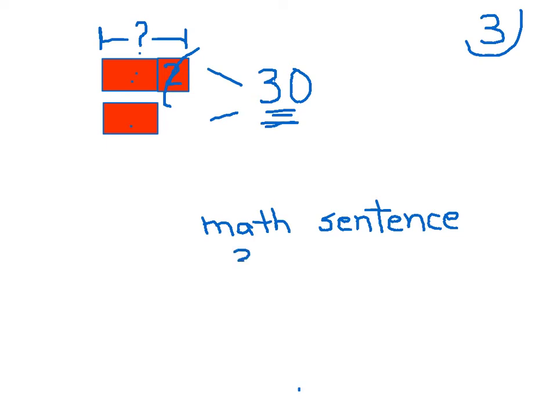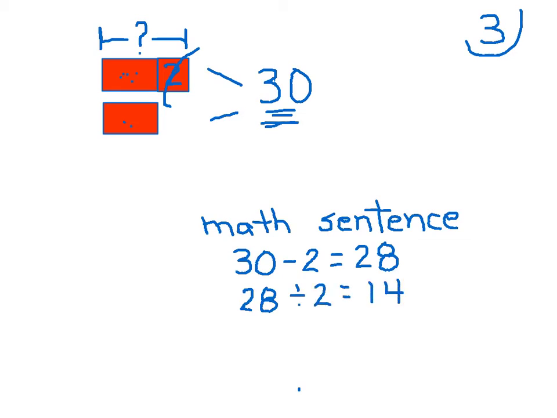So the operation that allows me to take away 2, of course, is subtraction. So 30 minus 2 is equal to 28. So there's 28 in these 2 boxes all together, and I know that they're equal amounts. So 28 divided into 2 equal parts would give me 14 in each part. So there's 14 in this box. So to find out what there is in all, I would need to do 14 plus 2, which is equal to 16.